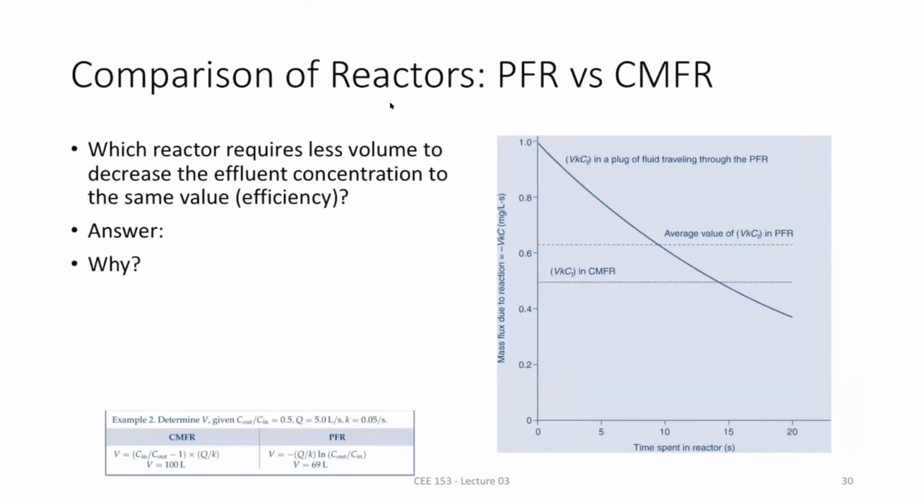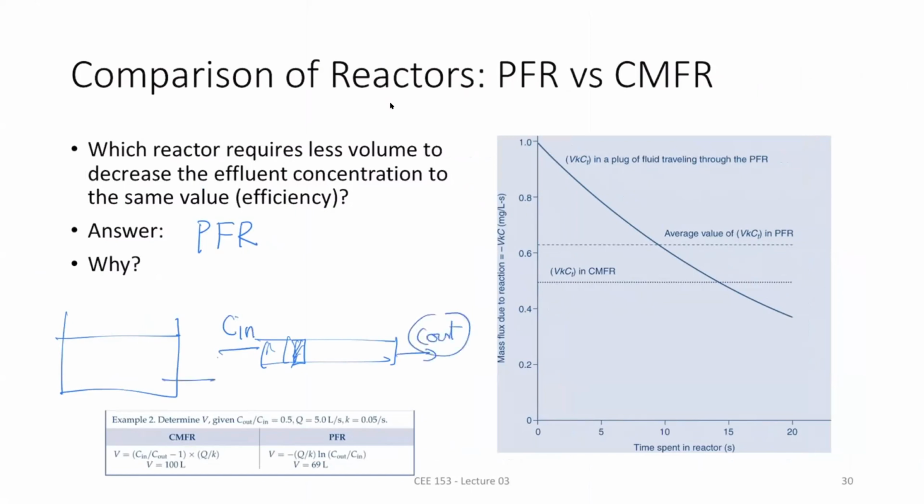The second question is which reactor requires less volume to decrease the effluent concentrations. The answer is PFR, and I will tell you why. Same way, the answer is a very similar thing. Why do you need less volume? Another way to say it is PFR requires less volume to decrease the concentration of contaminant to the same level. Let's say this is C in and this is C out.